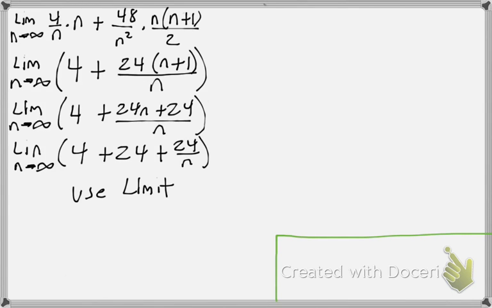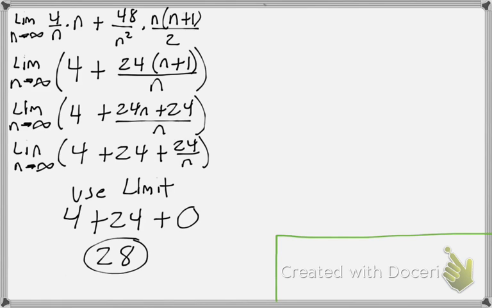So if you plug in infinity for n, this would be 4 plus 24 plus 24 over infinity, which is 0, and this will give you 28. Again, 28 is the exact area. This is not an approximation. This is the precise area.